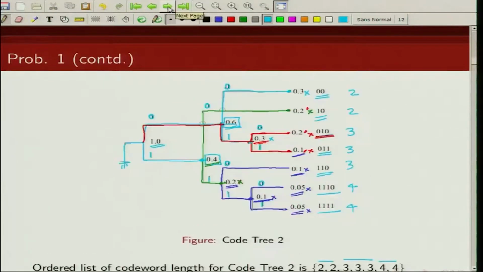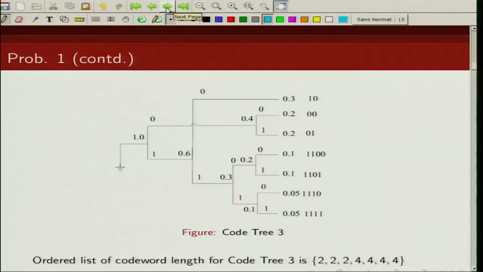So code tree 2 is not fundamentally different from code tree 1, because if I write down the ordered list of code words, though the mapping is different, they have the same set of ordered code word lengths. Now let's look at another way of combining these nodes. Again we start off with the two nodes which have the least probability. We combine them, create a new node with probability 0.1, and deactivate these two nodes.